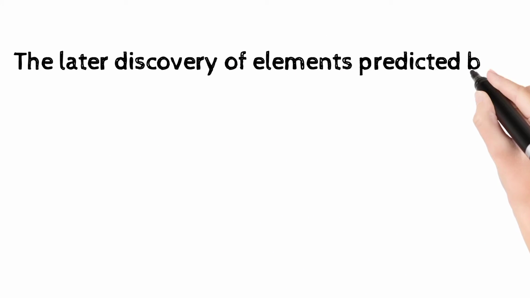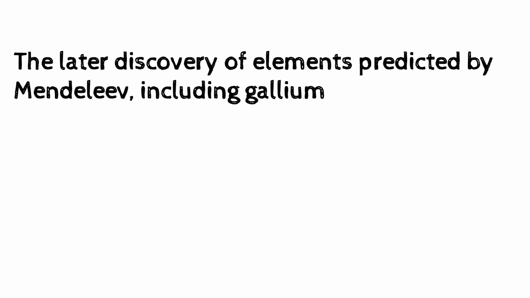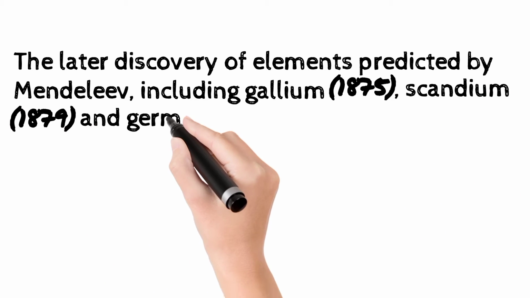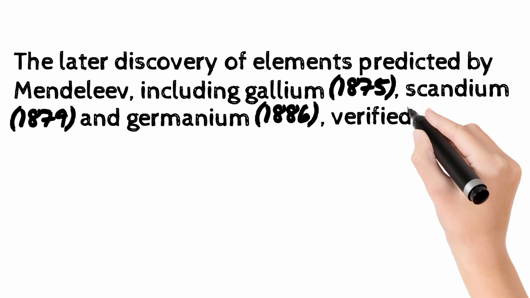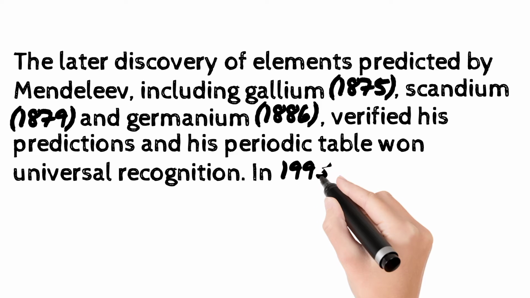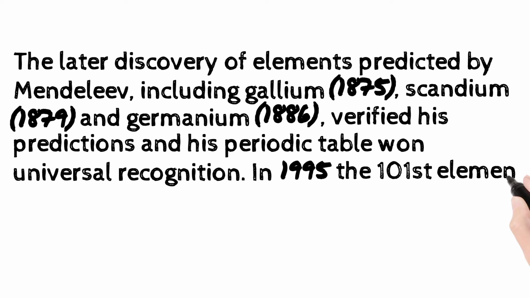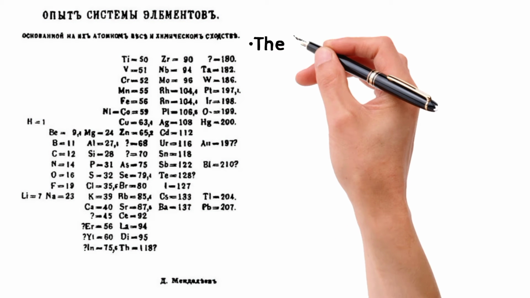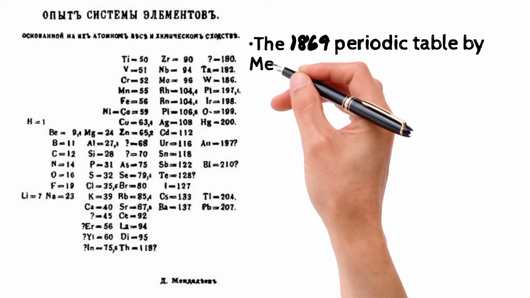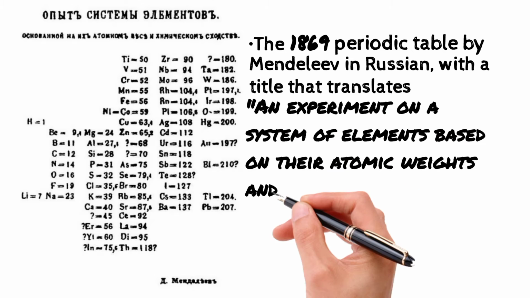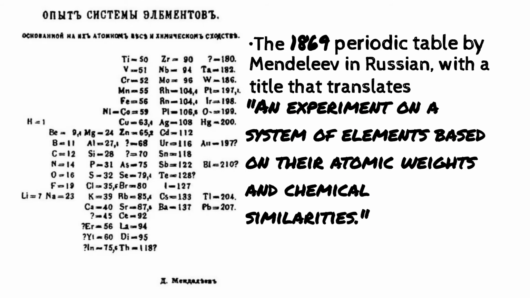The later discovery of elements predicted by Mendeleev, including gallium, 1875, scandium, 1879, and germanium, 1886, verified his predictions and his periodic table won universal recognition. In 1955, the 101st element was named Mendeleevium in his honor. The 1869 periodic table by Mendeleev in Russian, with a title that translates, "An experiment on a system of elements based on their atomic weights and chemical similarities."